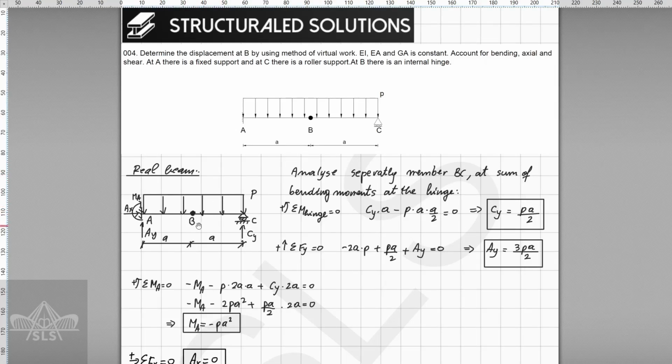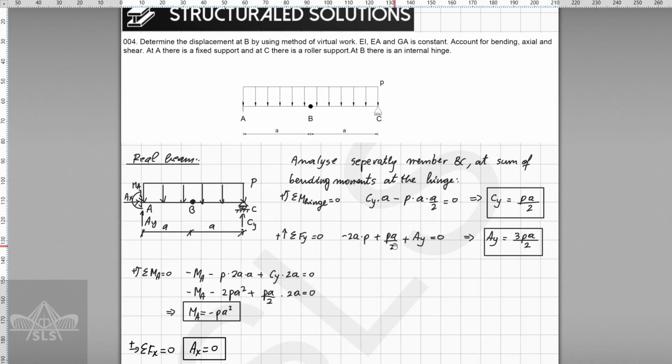As we do have this internal hinge at point B, this is going to be very beneficial for us, as we can easily determine the support reactions for our beam. For example, if we analyze separately member BC, and we do the sum of bending moments at the hinge, we can determine the component of the vertical reaction at point C, which for this case Cy is going to be this one.